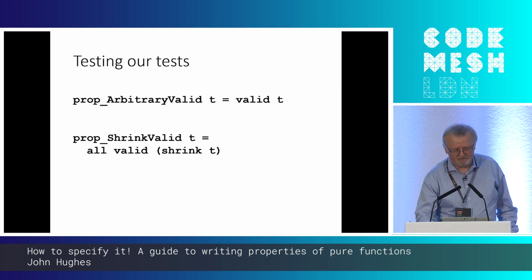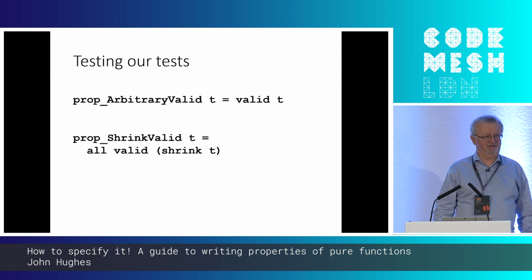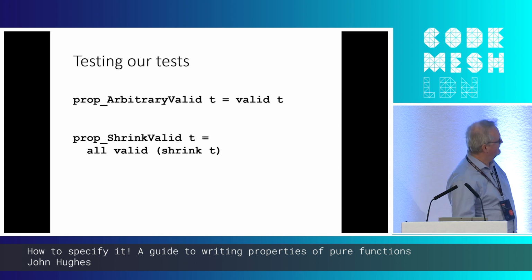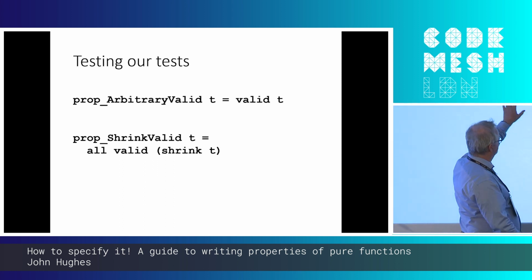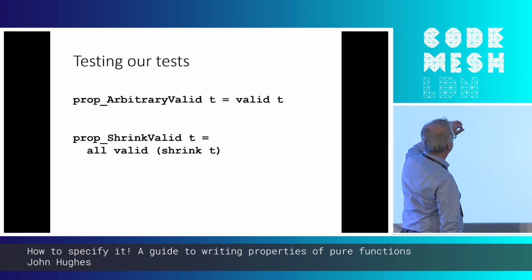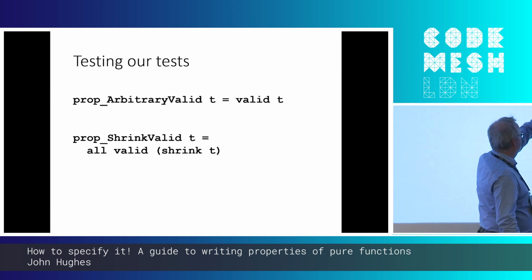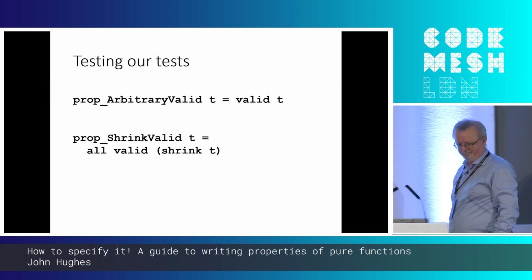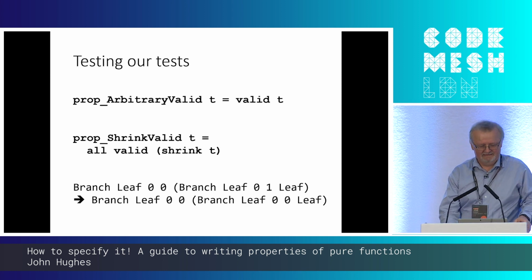Of course, I also need to test that the shrink function constructs valid test cases. And I can do that like this. The shrink function returns a list of smaller examples. And so this property just says, every tree I can obtain by shrinking t is also valid. Unfortunately, that fails.